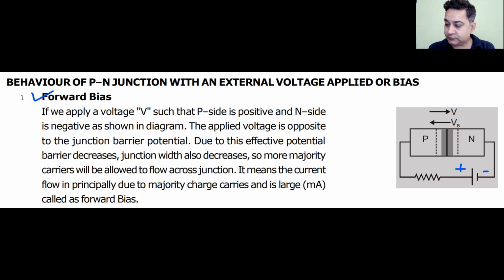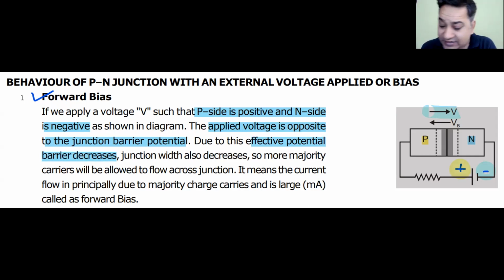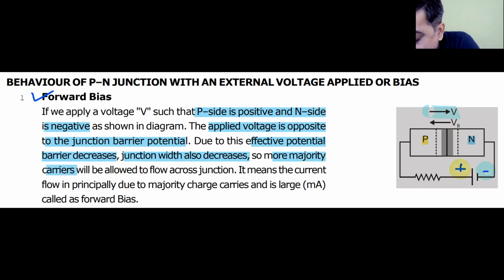P side is connected to positive, N side is connected to negative. That is correct. When I connect my P side to positive, and my N side to negative, the applied voltage is opposite to the junction barrier, as you can see. This is the applied voltage, and the junction barrier is like this. Due to this, the potential barrier or the depletion layer decreases, junction width decreases, potential barrier decreases. So more carriers can flow through this junction. It means the current flows principally due to majority charge carriers, and it is large.